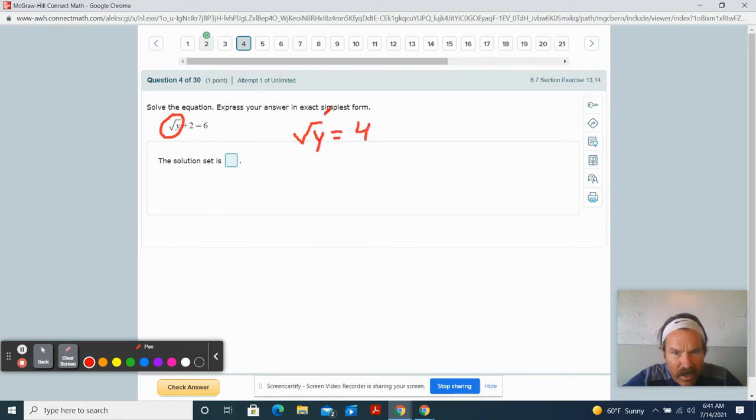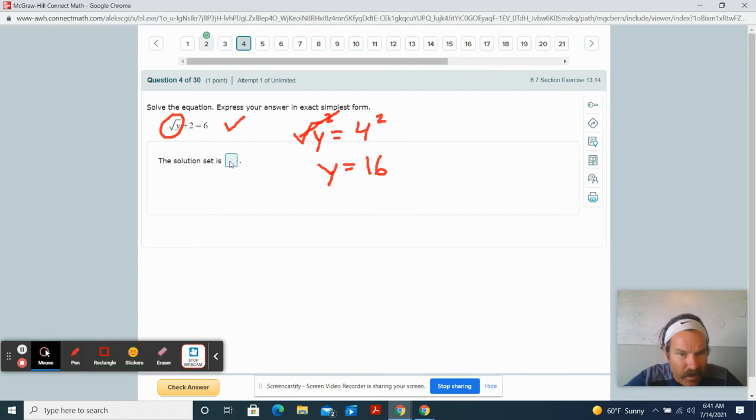And now we can just square both sides. The square and square root cancel on this side, and on this side, you get 16. So let's just check to make sure that's true. Let's plug it back in. When you check, you can just check in your head. The square root of 16 is 4. 4 plus 2 is equal to 6. That checks, and so we can put 16 in the box.